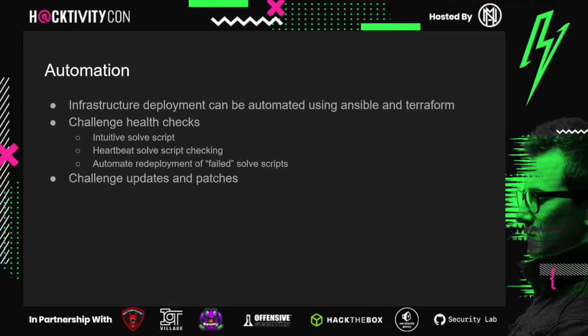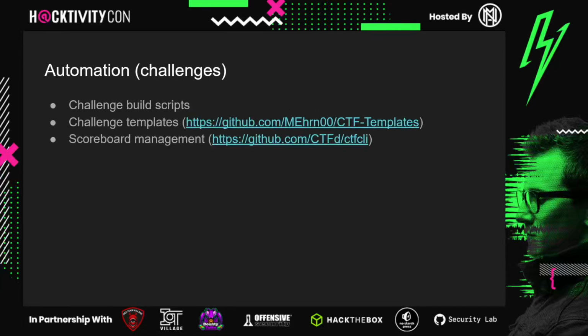Another great automation tip is for challenge updates and patches. I've seen CTFs which have taken this straight out of the water, where they integrate GitLab or GitHub CI into challenge updates, where all they do is make the change to their challenge, push it to the repo, and the GitHub CI will automatically deploy those changes, which is super cool. Here's a couple of resources on ways you can do more automation.